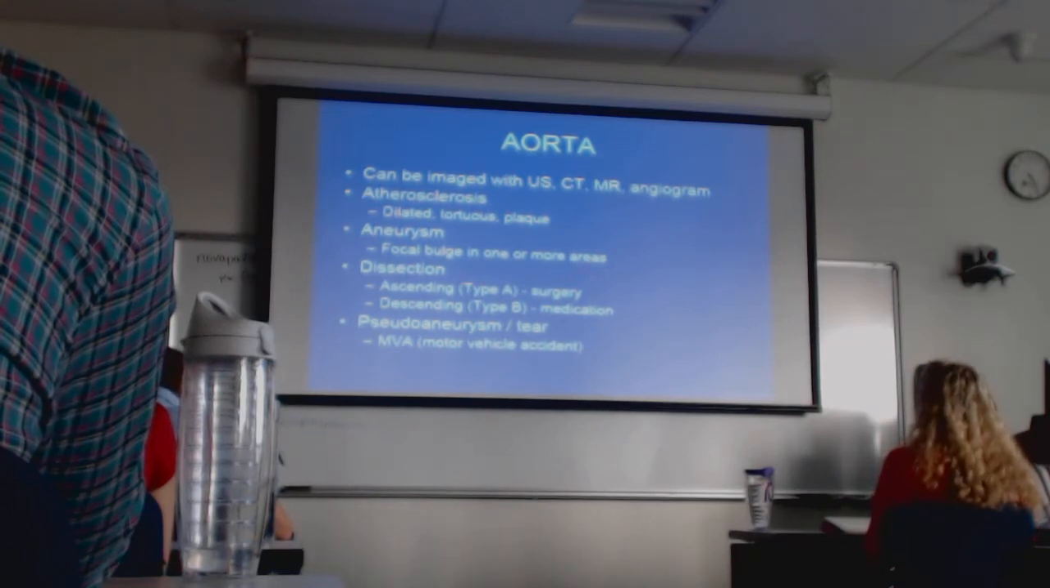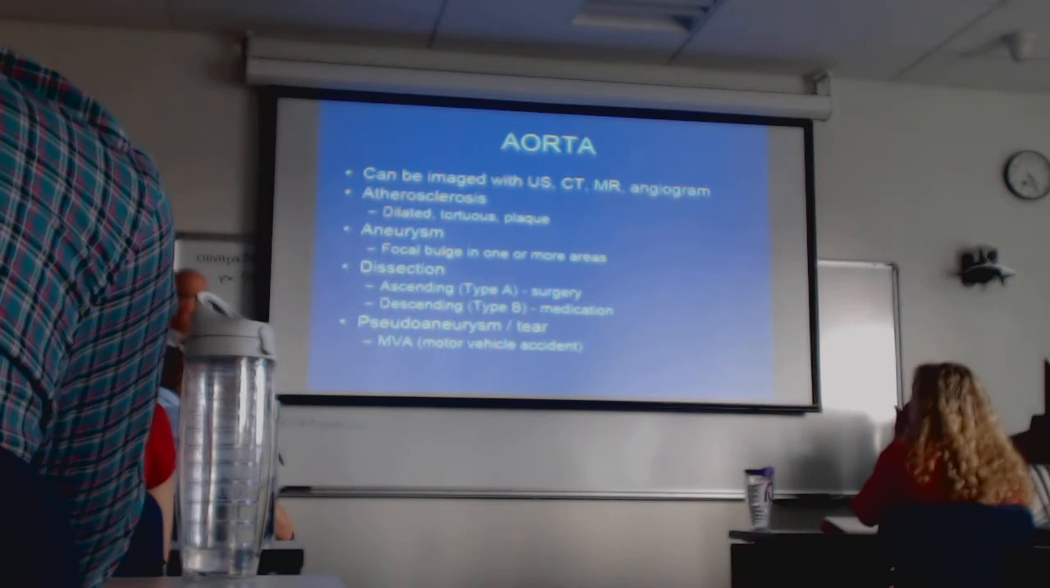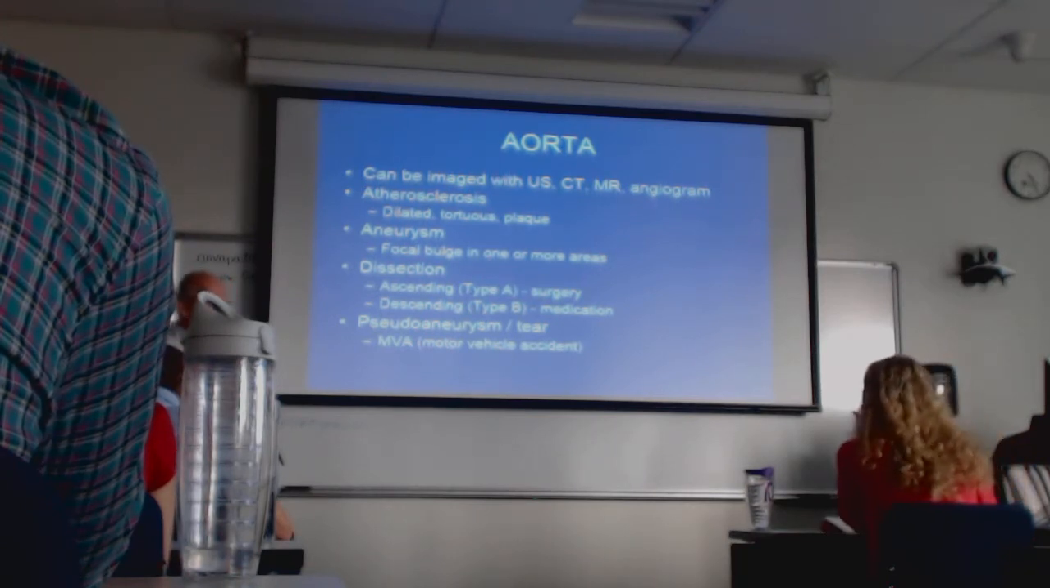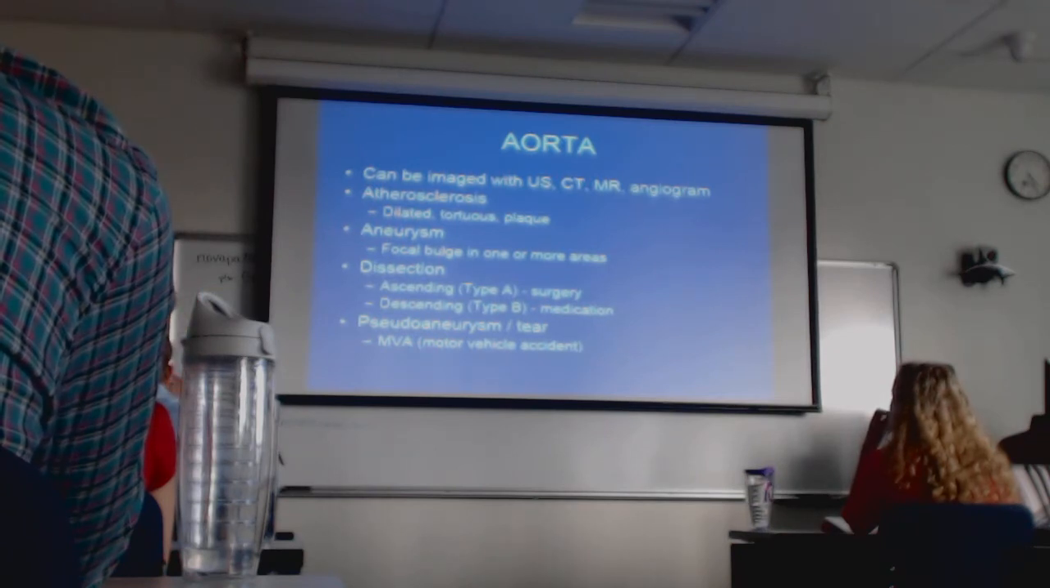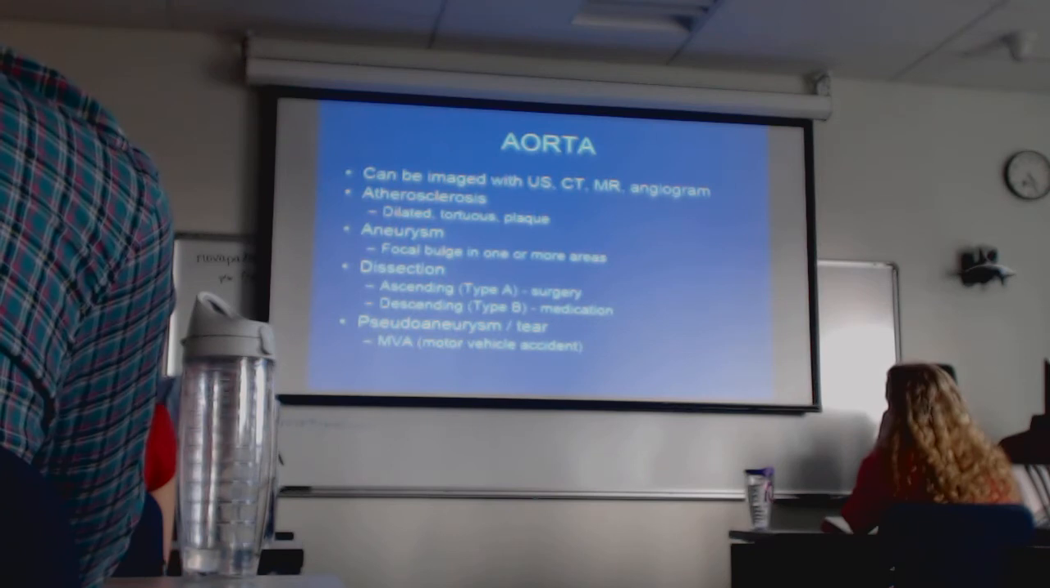If the aorta dissection involves the ascending aorta right out of the heart, the part that goes up, that's a surgical emergency. Why? Mostly because it will compromise the coronary artery circulation, or it will compromise circulation to the brain. But if the dissection only involves the descending thoracic aorta, we can usually not have to operate on those patients and can control them with medication.